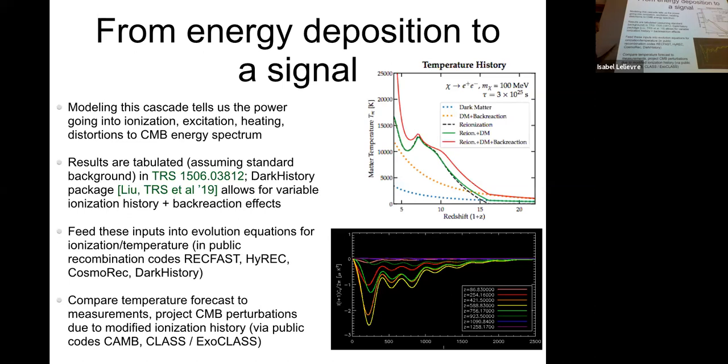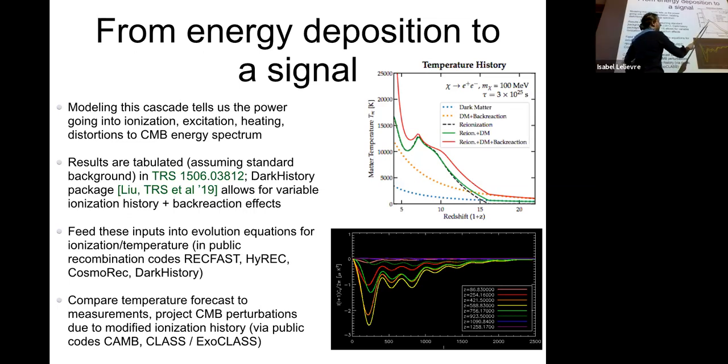So the next step is take a public code, modify it. This has already been done for you if you're familiar with it. The CLASS code has this nice module called ExoCLASS, which is modified to account for exotic energy injections of exactly this type. So you can just feed it the table of how much power is coming in to heating and ionization from exotic energy injections, from the kind of calculation that I just described, and it will work out for you how the ionization and temperature history of the universe changes. Once you've got the temperature history, you can compare that directly to attempts to measure the temperature of the gas using Lyman alpha or using 21 centimeter radiation.